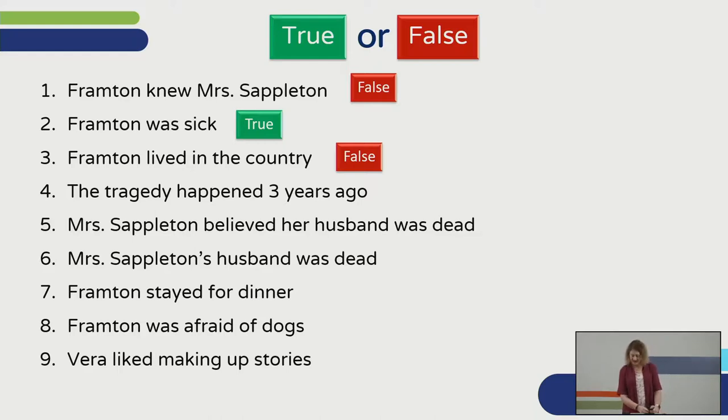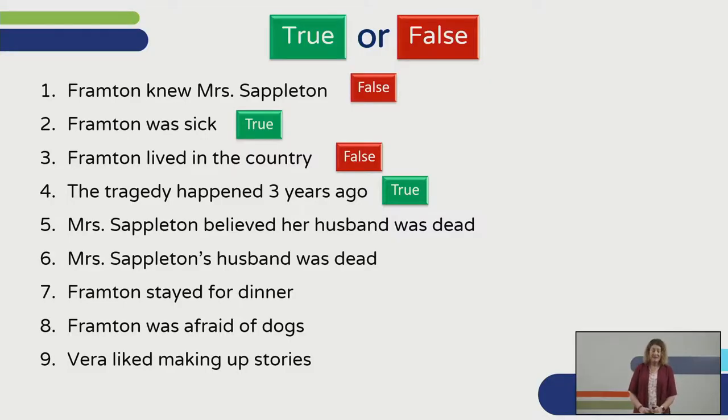The tragedy happened 3 years ago. Well, at the beginning of the story, we think that's true. But was there really a tragedy? No, Vera made it up. Mrs. Sappleton believed her husband was dead? No. Why would she believe that they were dead when they weren't dead? Was her husband dead? No, he wasn't dead, and neither were her brothers.